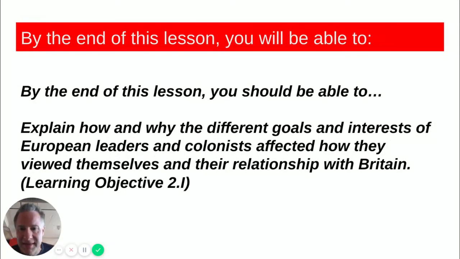So again, by the time we get done with this lesson, hopefully you can identify how and why the goals and interests of Europe were different than the colonies, and how the colonies are going to start to view themselves and what their relationship with Britain is going to be. Again, we're edging closer to what is the inevitable American Revolution.